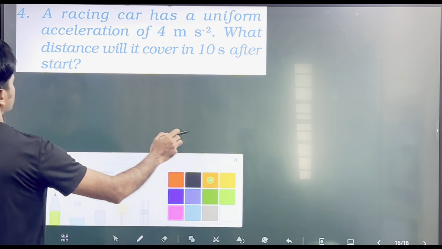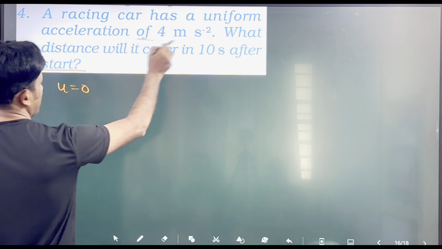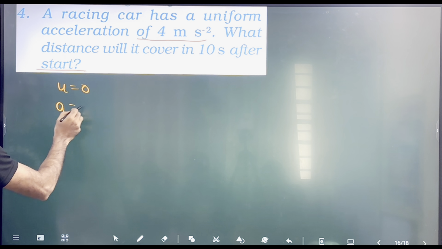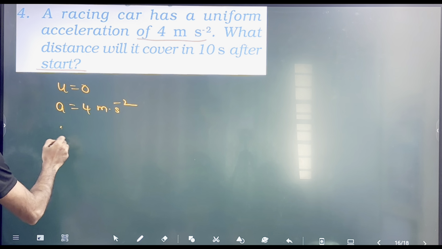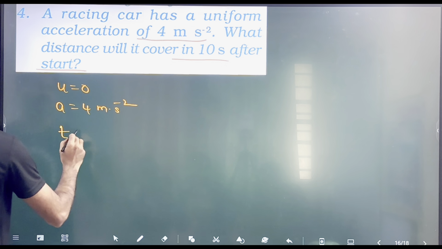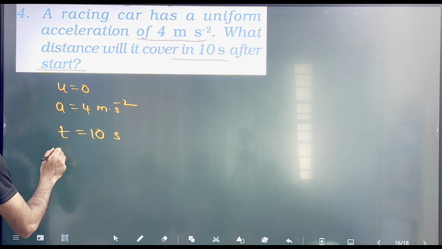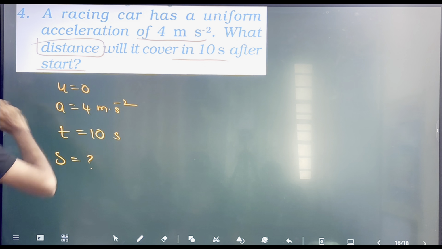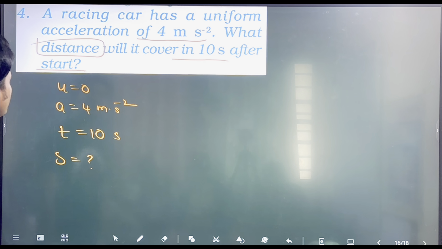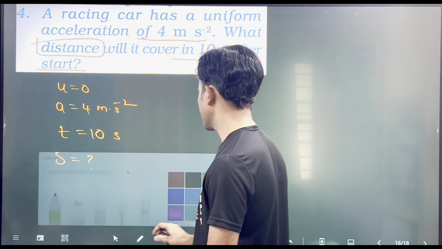So you have to find out the distance. After the start, the u value is how much? 0, and it is moving with an acceleration of how much? 4 meter per second square. Okay, so the time value given here is how much? 10 seconds. So the time value is 10 seconds, and we need to find the distance. There is no v, but we can find s also, no problem.